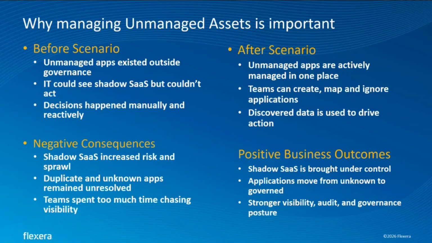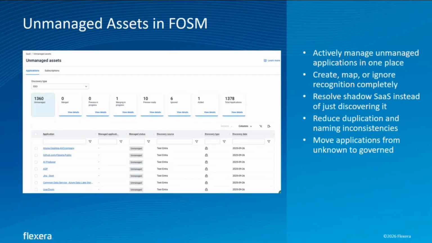So with this release, we move from discovery to action. So unmanaged apps can now be managed in one place, using discovered data to drive decisions, right? So these are the decisions you need to make, whether this is a managed app and you want to take it as a managed app and track it within your main application. The outcome is pretty simple in this scenario. Shadow SaaS comes under control. Applications move from unknown to governed and recognized, and this improves your audit and governance posture when you're talking with vendors.